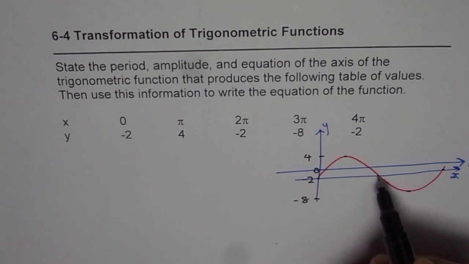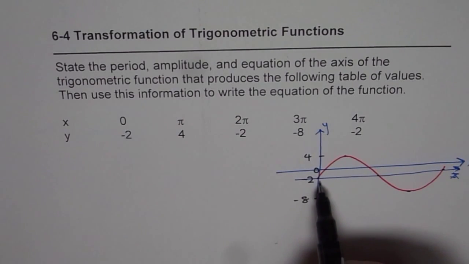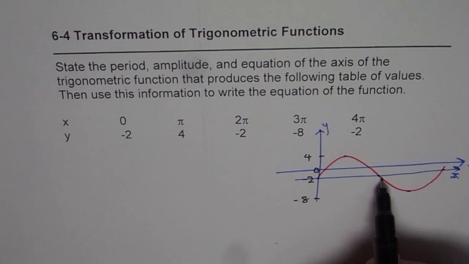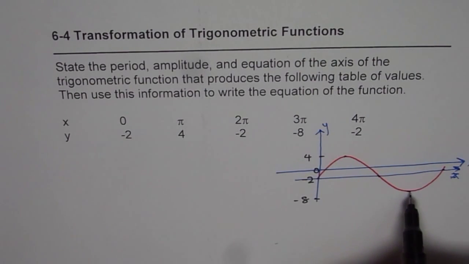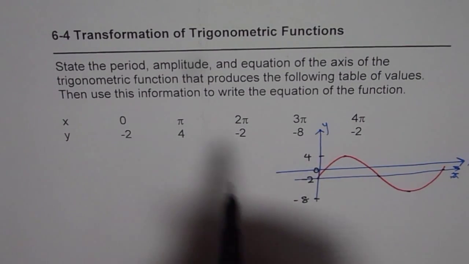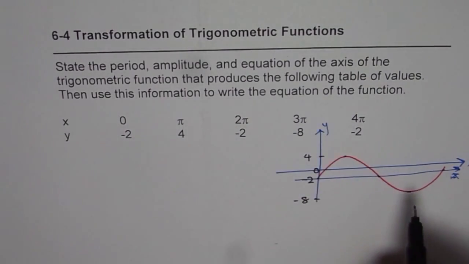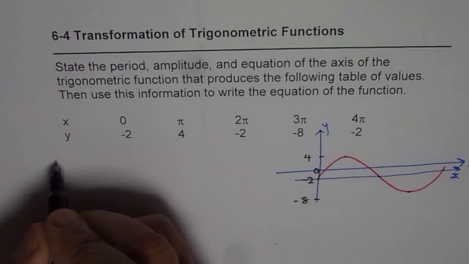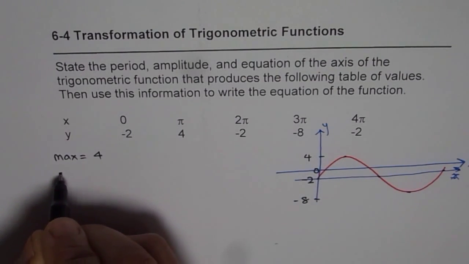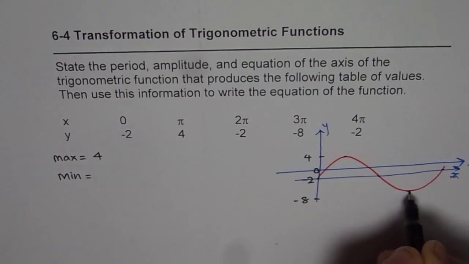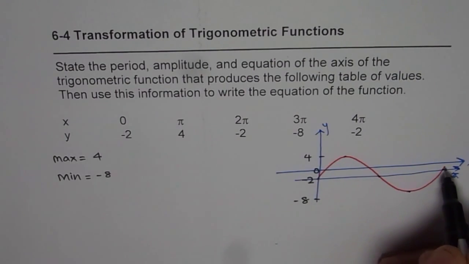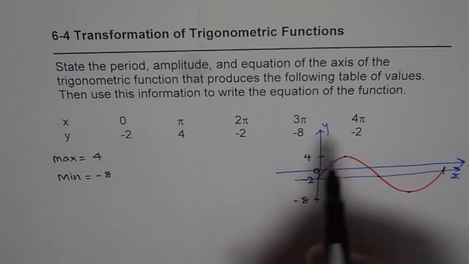So that is the function we are looking into. It begins with minus 2 at 0, goes to 4, comes back to minus 2, goes down to minus 8, which is also the minimum value, and then gets back to minus 2. Now we need to write the period, amplitude and equation of the axis. We observe that the maximum value of the function is 4, the minimum value is minus 8, and one full period is from 0 to 4 pi.